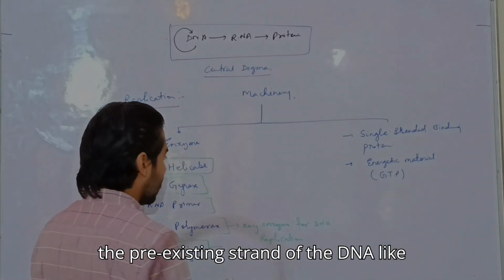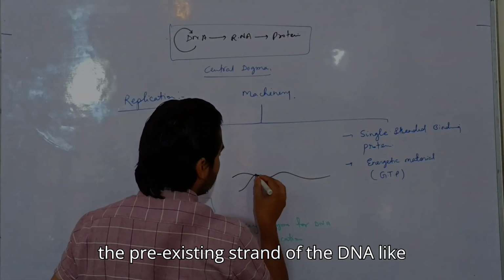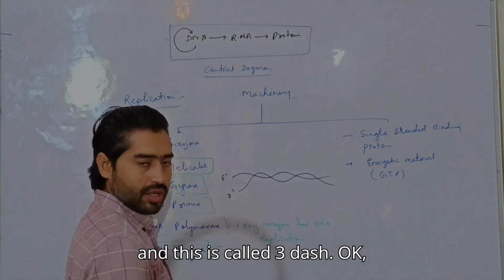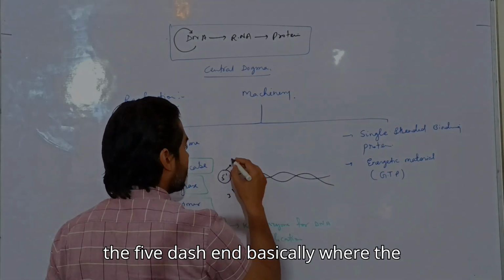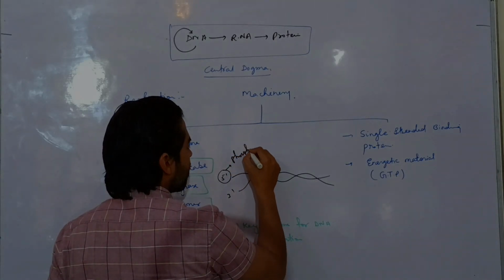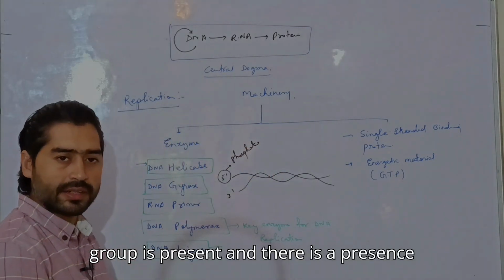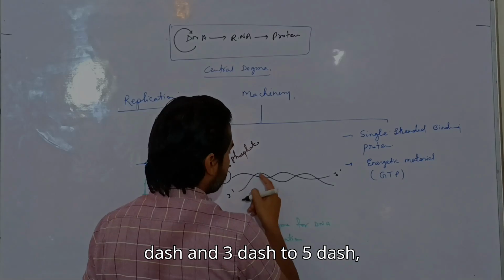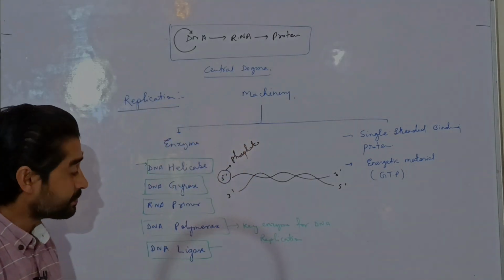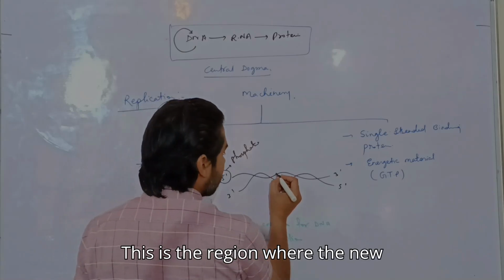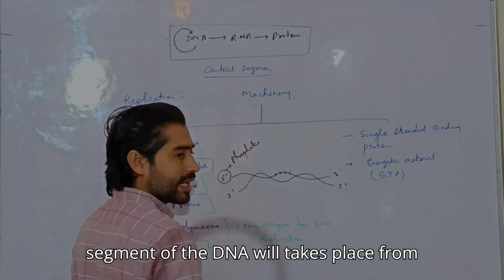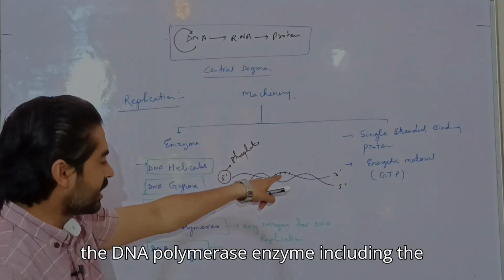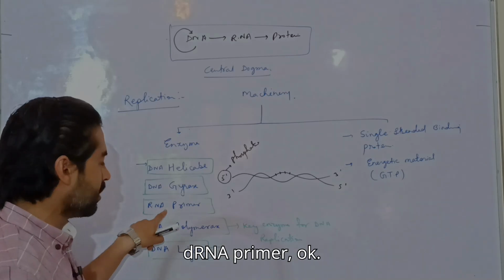It means we have the pre-existing strand of DNA like that, and this is the 5 prime end and this is called 3 prime. The 5 prime end is where the phosphate group is present along with a carbon atom, and there is 5 prime to 3 prime and 3 prime to 5 prime. This is the region where the new segment of DNA will form from the pre-existing DNA. It will require the DNA polymerase enzyme including the RNA primer.